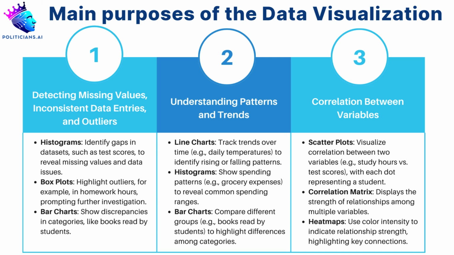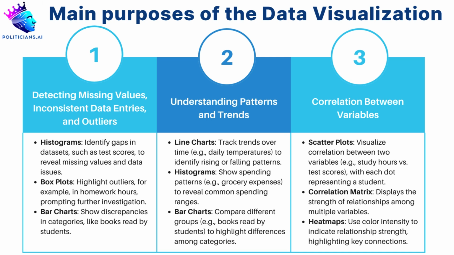Line charts are excellent for tracking trends over time. For example, if we have a dataset showing daily temperatures over a month, a line chart will show whether the temperature is rising or falling over time. This can help us understand weather patterns, like whether it's getting hotter or colder as the month progresses.